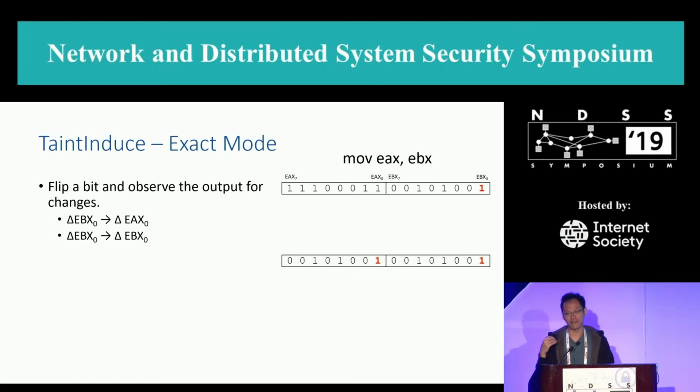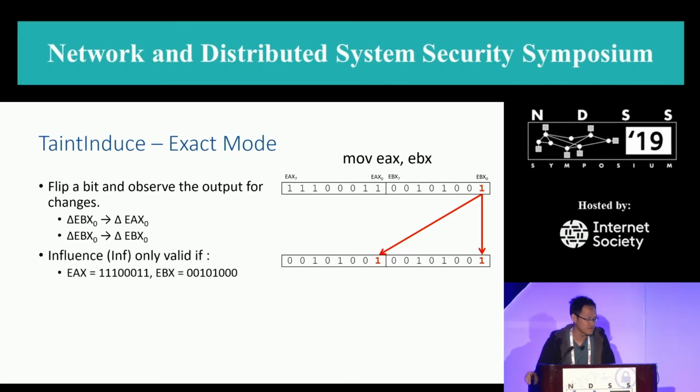In this case, I've flipped the least significant bit of the register EBX, and I can observe a change in both the EBX and EAX registers. This tells me that there's an influence between the EBX input and the EAX output. But do note that this influence is only valid for the particular initial state that we have seen before, because we are working in exact mode.